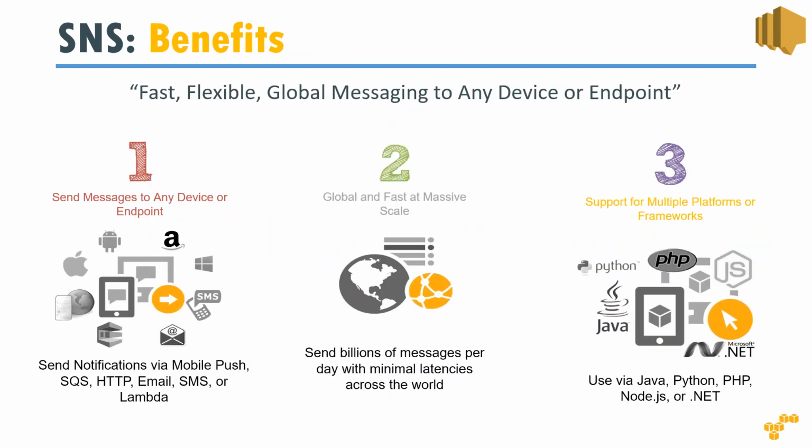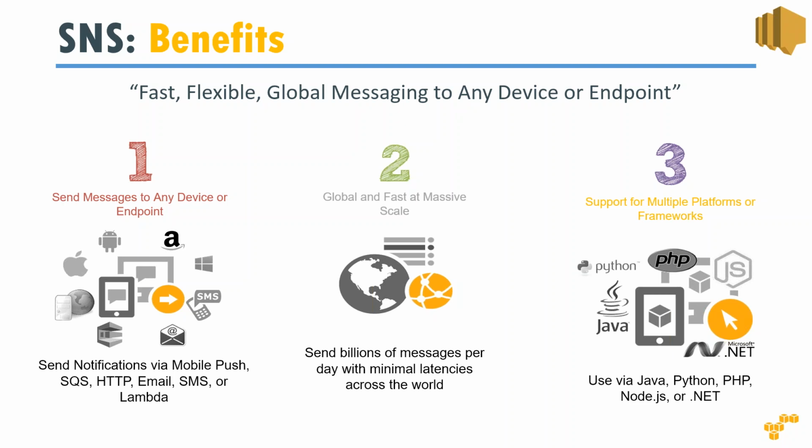Some of the benefits of using SNS: it is very fast and flexible, and offers global messaging to any device or endpoint. When I say any device or endpoint, it is because you have multiple options. If you want to reach a mobile, you can use an SMS or mobile notifications. If you want to reach an email box, then you can send an email notification. If you want to reach another service, like a Slack channel for a monitoring team, then a server going offline can inform the monitoring team through the Slack channel.